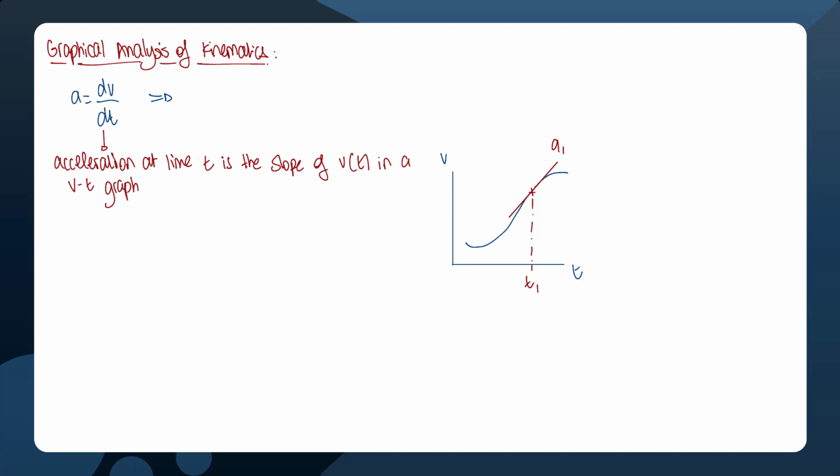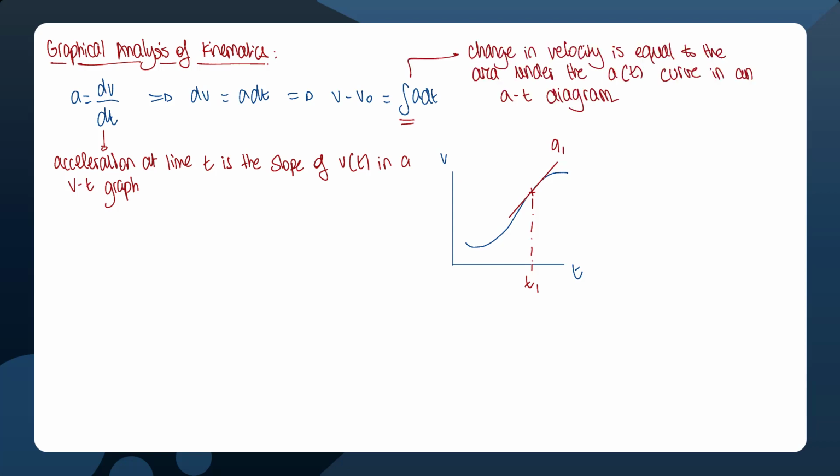Now, if we look at this expression in another way and write dv is equal to a dt and performing the integration, one has that v minus v0 is equal to the integral of a dt. And again, graphically speaking, the integral of a function is simply the area under the curve. And so in this case, one can say that the change in velocity, v minus v0, is equal to the area under the at curve in an at diagram. So if you're given the variation of a as a function of time, the change in velocity is simply equal to the area between the reference point 1 and the reference point 2.